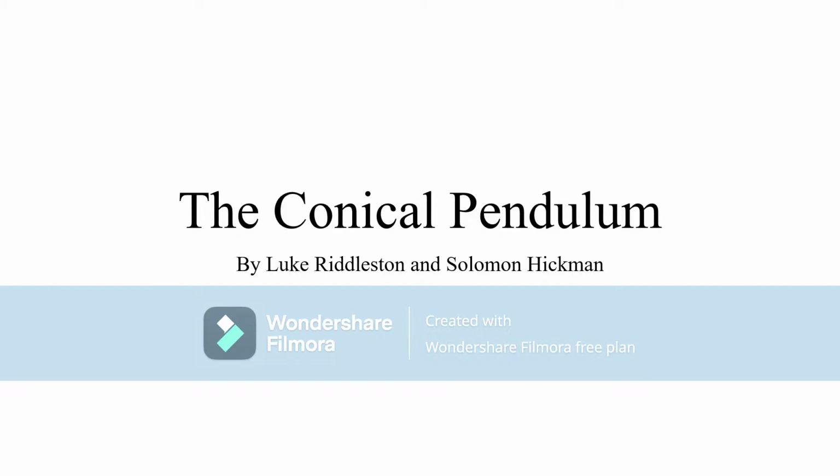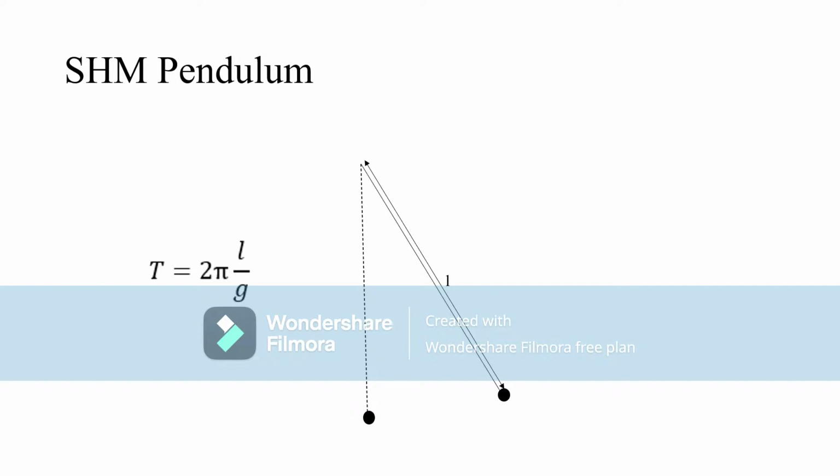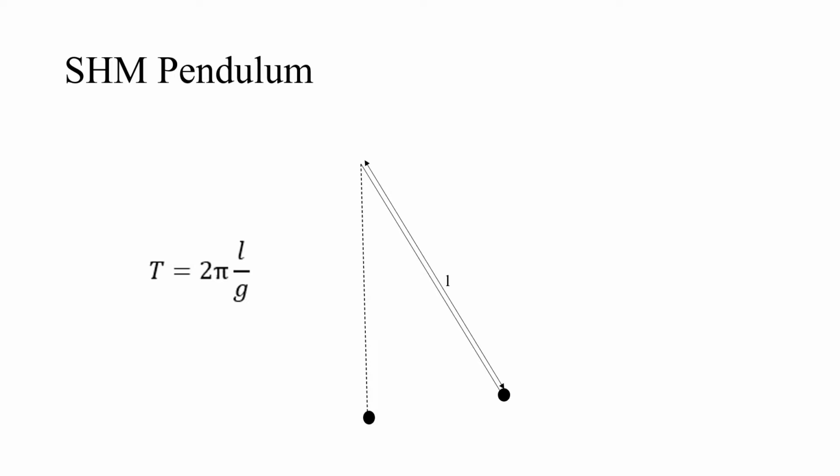This video is a demonstration of a conical pendulum and an investigation into the physics behind it. Firstly, we need to discuss a simple harmonic pendulum. A mass is attached to a piece of string and moved from equilibrium. When released, the resulting motion of the mass will be simple harmonic motion. The period of this motion, or the length of the string, can be determined from the equation shown here.